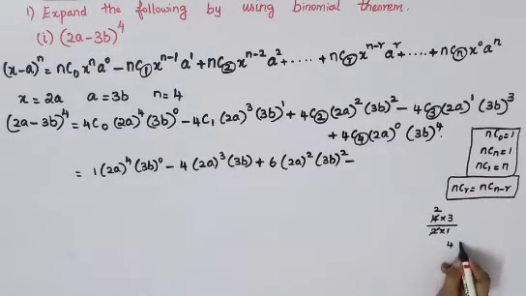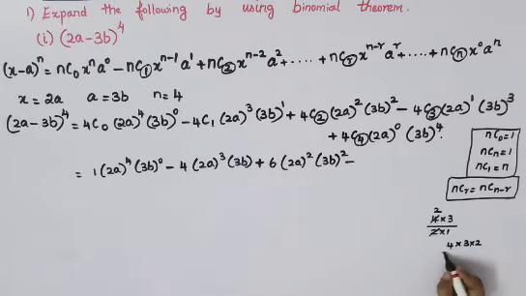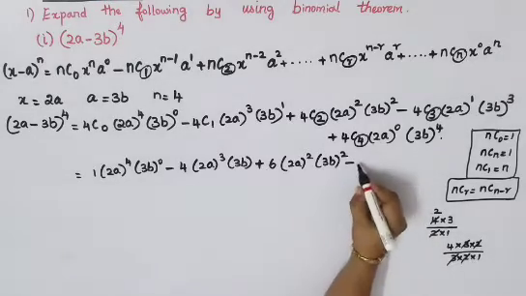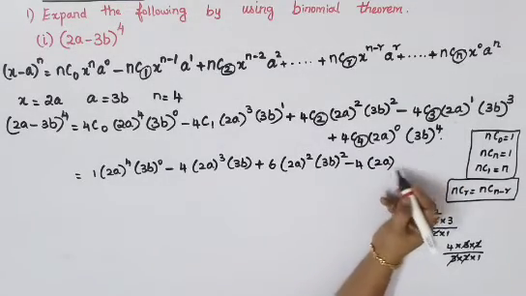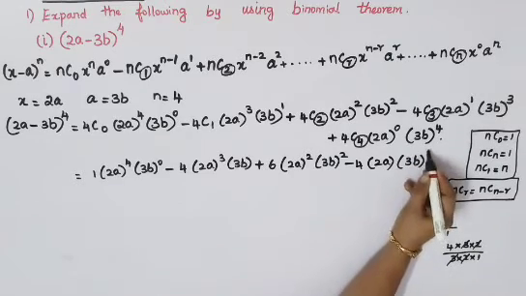So 4C3 is still 3 terms, you will have to go down. So 4 into 3 into 2 divided by 3 into 2 into 1. This one you know to do it. Okay, so 3 and 3 will go, 2 and 2 will go, so you will get your 4 into this 2a, power 1 is there, so you can leave it as 2a into (3b) the whole cube.